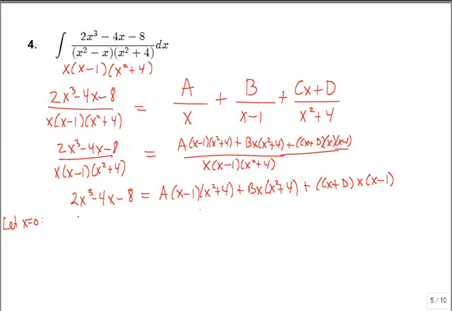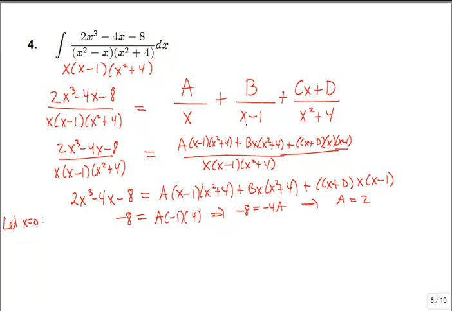So if I let x be 0 on the left hand side, this goes to 0, this goes to 0, so I get negative 8. And if I let x be 0 here, I'm going to get that a. 0 minus 1 is negative 1. 0 plus 4 is 4. And since x is 0, this x goes to 0, making this whole term go to 0. And this x goes to 0, making all of this stuff go to 0 as well. So everything else cancels out. And this tells me that negative 8 equals negative 4a. So that tells me that a must be 2.